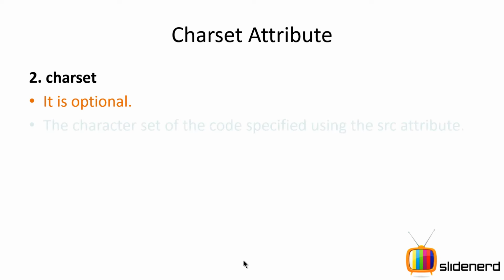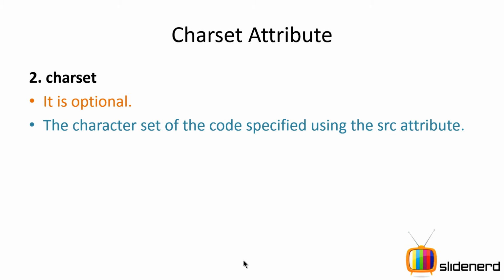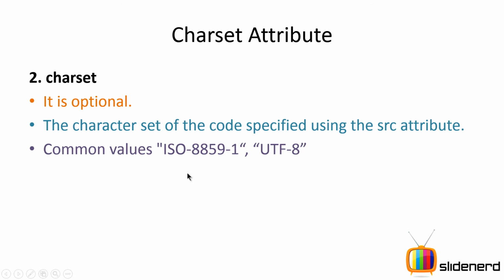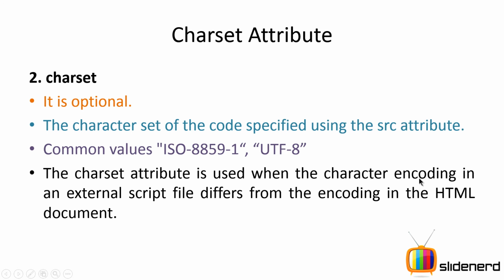Now what we have here next is charset. Charset is again an optional attribute. It's a simple way of specifying what set of characters you're using inside your script file. When you're using external scripts, this comes into the picture if you're using a character encoding in a different HTML file, and you're using a different character encoding for your JavaScript file. Otherwise, the charset is not really used.